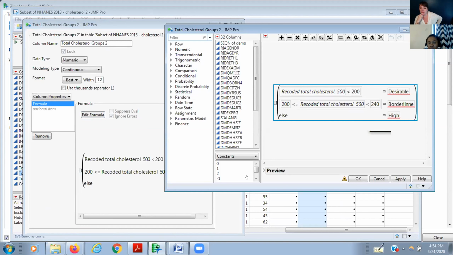So, recoded total cholesterol. Where's your cholesterol variable? The 500 cholesterol? Yes. You can use the raw cholesterol value, or the recode is fine. That's recoded 500, so that's fine. See where you've got the arrow? This is the recoded total cholesterol 500 less than 200, then I want it to say desirable. You need quotes around your desirable. So click on the word desirable.